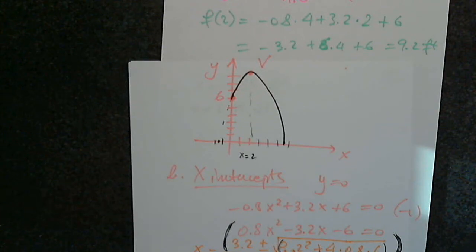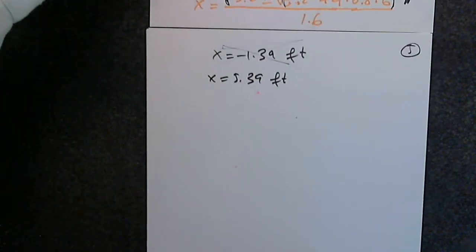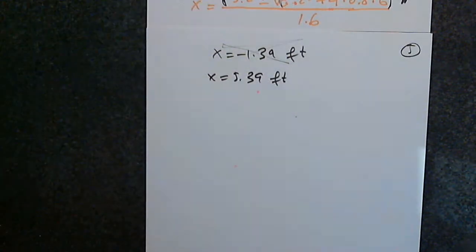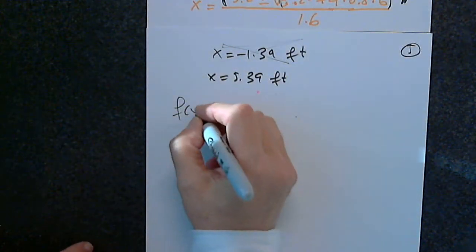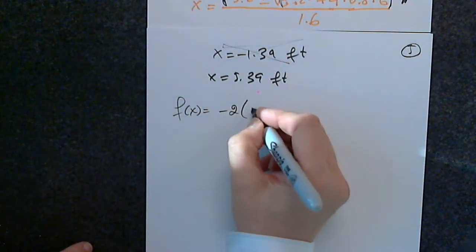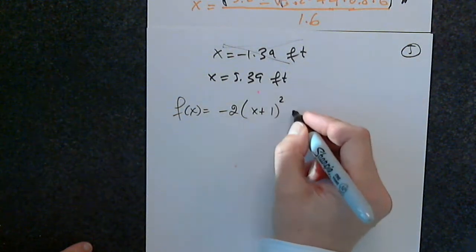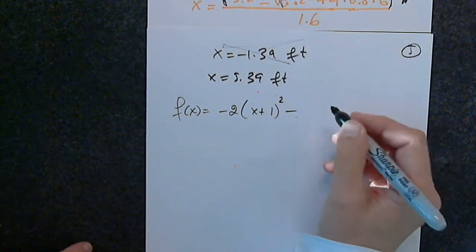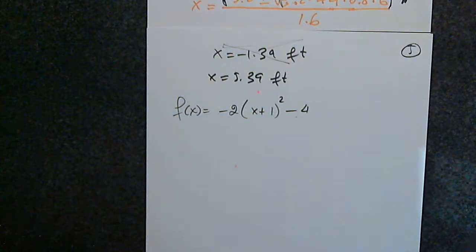So this is a perfect example for the quadratic function model. Any questions on this? Now let's go back to the other possibility. The other possibility is f of x, let's say, equals negative 2 times (x plus 1) squared minus 4.